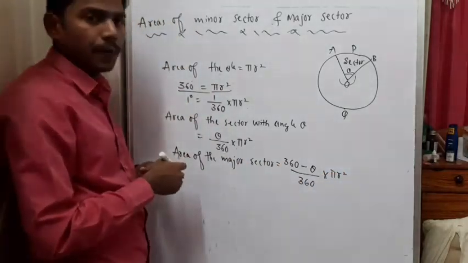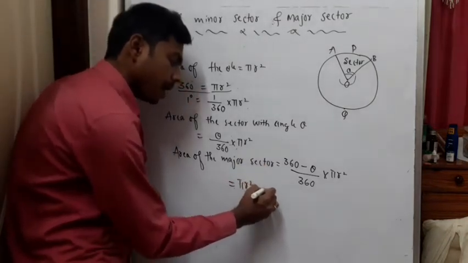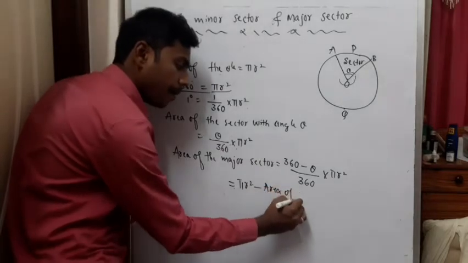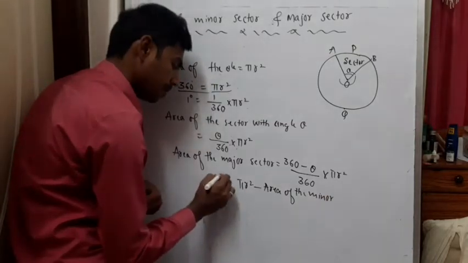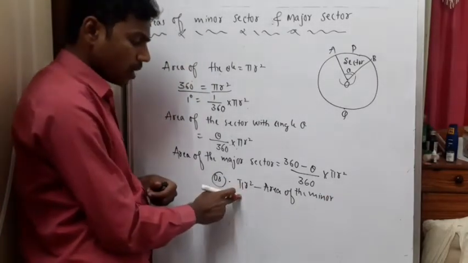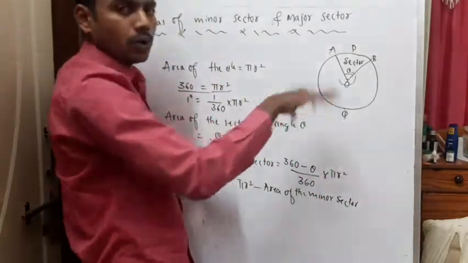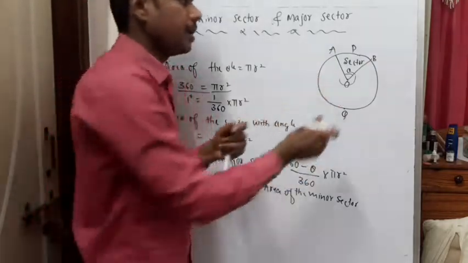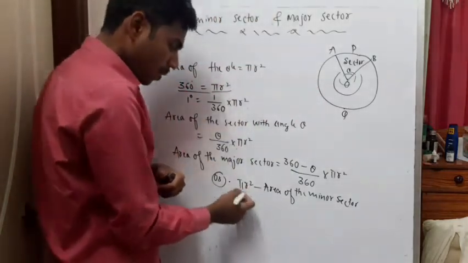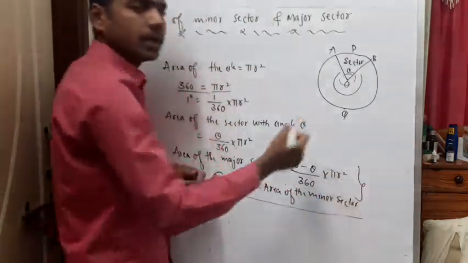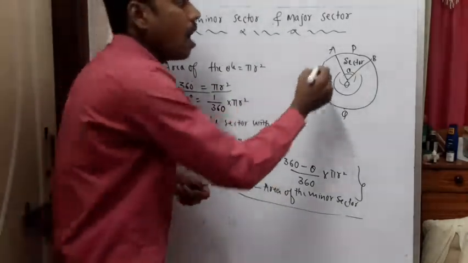Or else, you can calculate pi r square minus the area of the minor sector. The area of the circle gives you the total area of the circle. In that, if you remove the area of the sector, then you will get the area of the major sector. So either you can use this formula or else you can use this formula. Please note this down. I am going to erase this. Then we'll learn how to find the arc length.